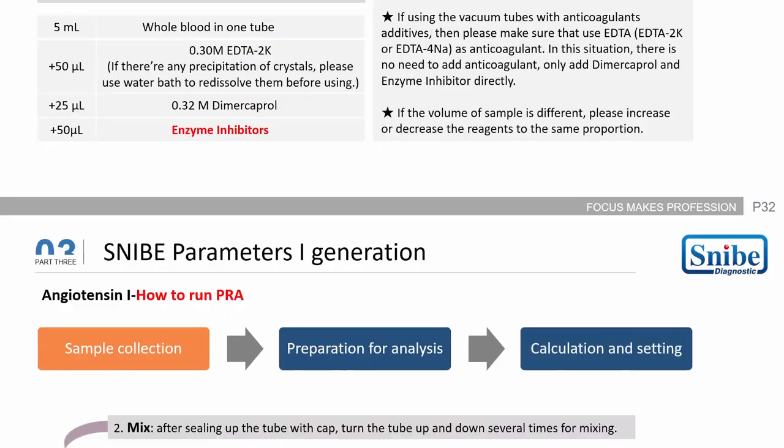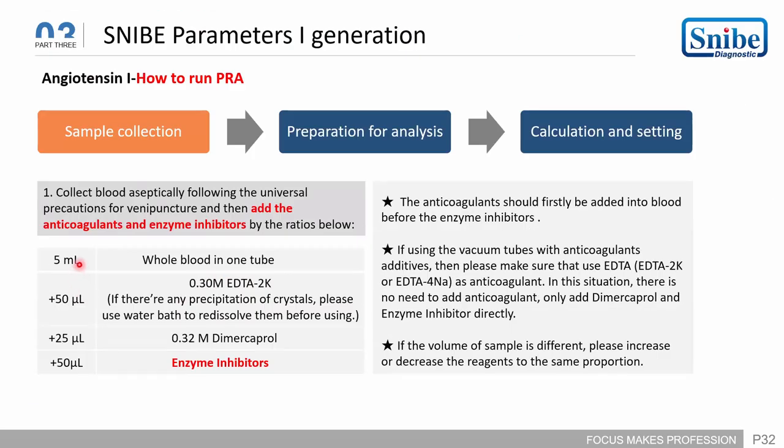So this step is also important. If you are taking 5 ml blood, then you have to take 25 microliter dimercaprol and 50 microliter enzyme inhibitor. But if you are taking 3 ml of blood in the dipotassium EDTA tube, you have to reduce the ratio of dimercaprol and the enzyme inhibitor as well.